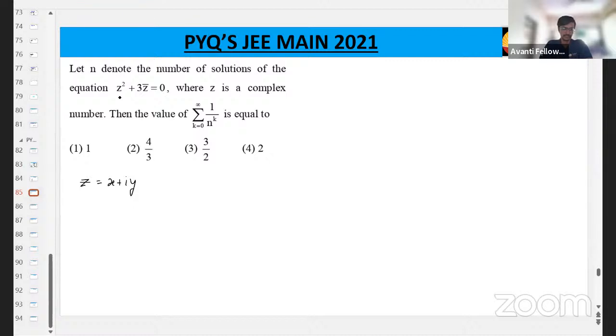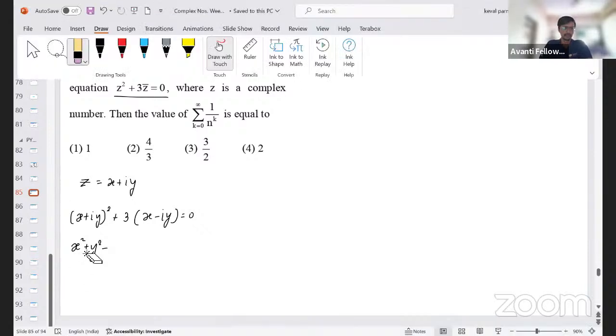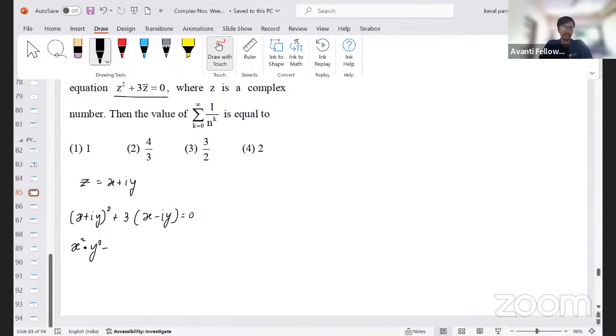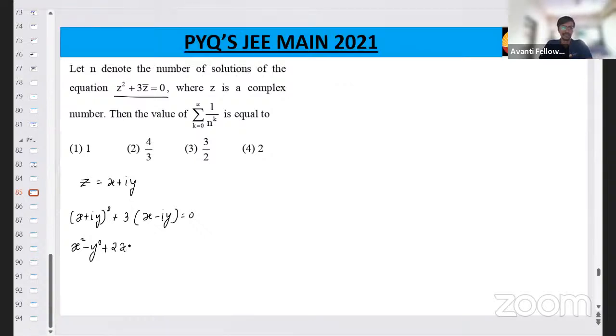So if we use this equation, then what do we get? We get x plus iy the whole square plus 3 into z bar, so x minus iy, equals 0. We will open this, so we'll get x square plus i square y square, sorry, minus y square, i square becomes minus y square. So x square minus y square plus 2xyi plus 3x minus 3yi equals 0.